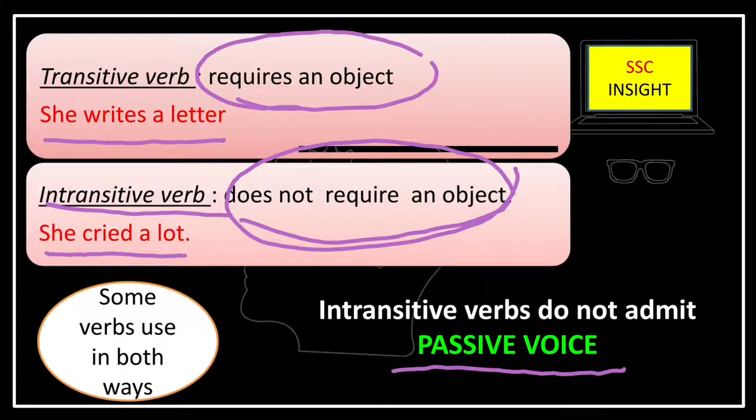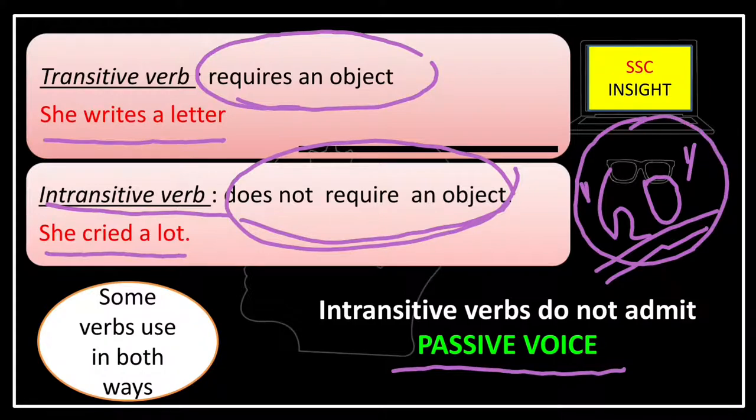But there are also some verbs used in both ways, in case of intransitive and also in case of transitive. For example, if I just say go, that can be converted into passive voice. The passive voice of this will be, you are ordered to go. This is a special case. This is in case of an imperative sentence. We will learn it later. Now, next.